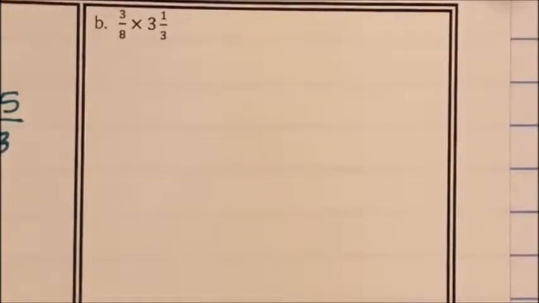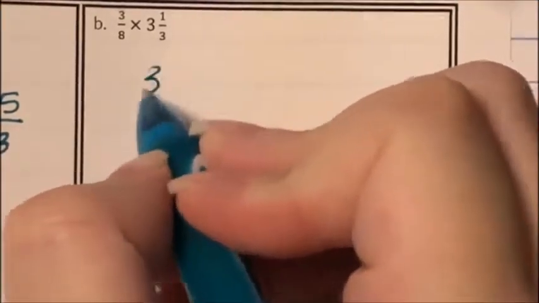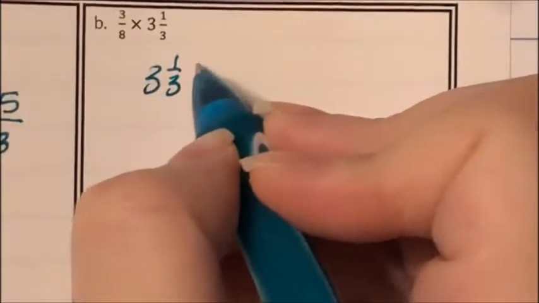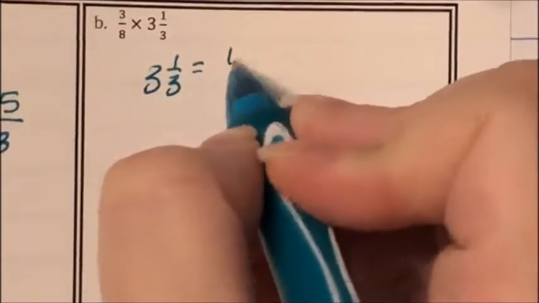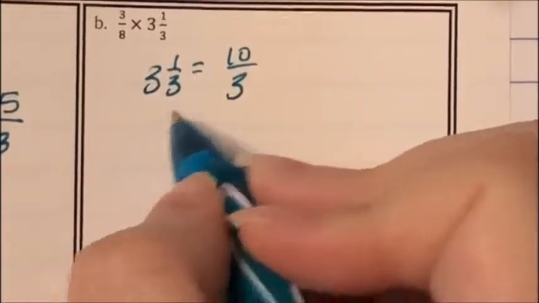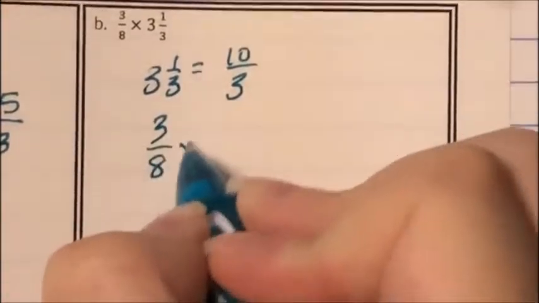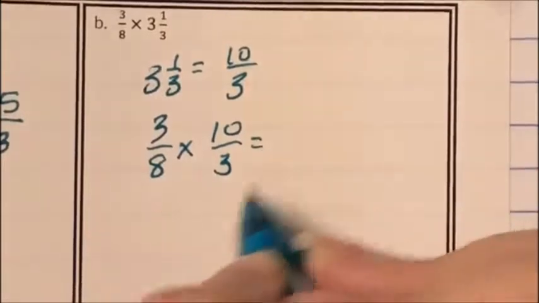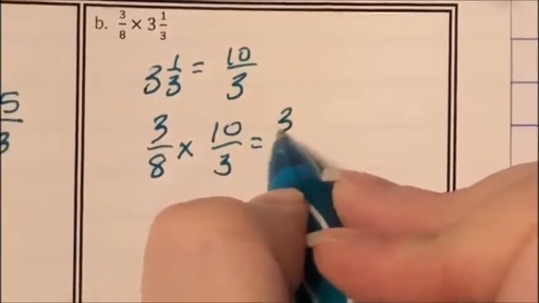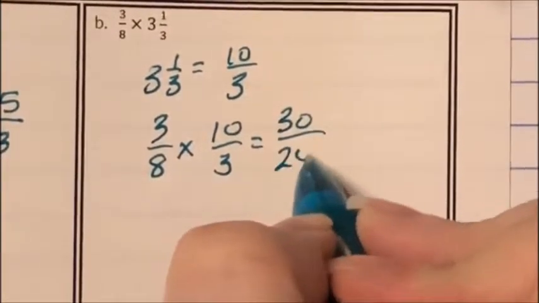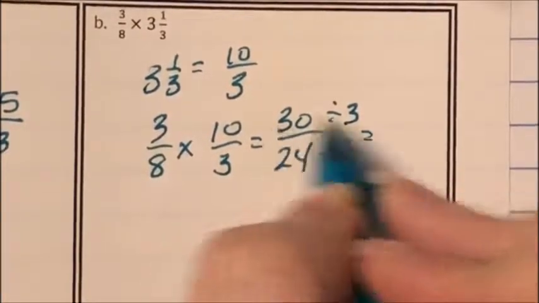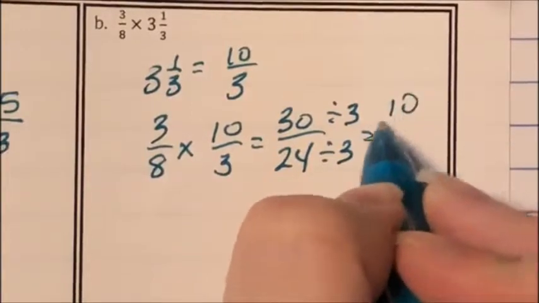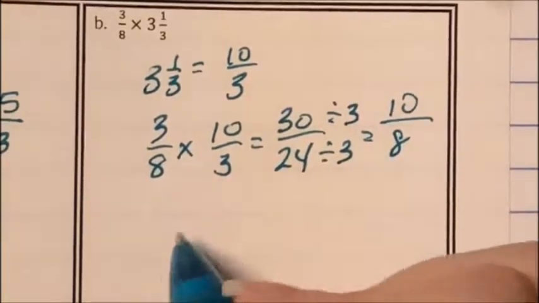Letter B says 3/8 times 3 1/3. So I'm going to change 3 1/3 to an improper fraction. 3 times 3 is 9, plus 1 is 10, so I get 10/3. So then I have 3/8 times 10/3. 3 times 10 is 30. 8 times 3 is 24. I can divide both of these by 3. 30 divided by 3 is 10. 24 divided by 3 is 8.